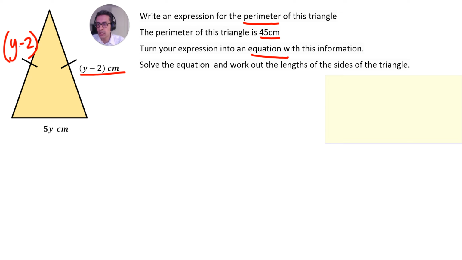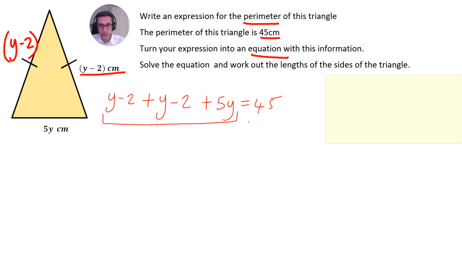And then the next thing we are told is we need to write an expression for the perimeter. The perimeter is when you add all the sides up. So y minus 2 plus y minus 2 plus, and then we've got the 5y at the bottom, is equal to 45. This was the expression for the perimeter, but we've turned it into an equation by writing equals 45. Now we need to solve the equation and work out the lengths.